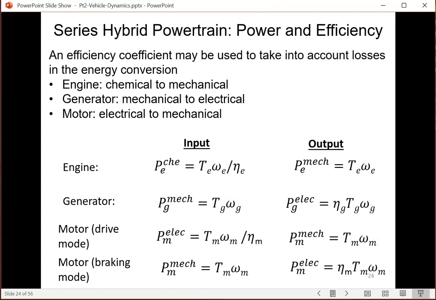If you calculate something and you end up with output greater than input, then you got the efficiency factor wrong. Okay, because sometimes it's divide, sometimes it's multiply. So that is a summary of the power relationships.